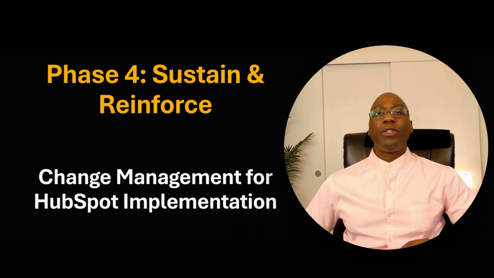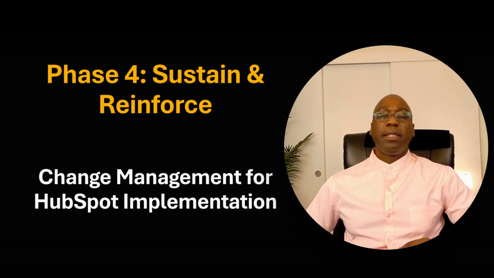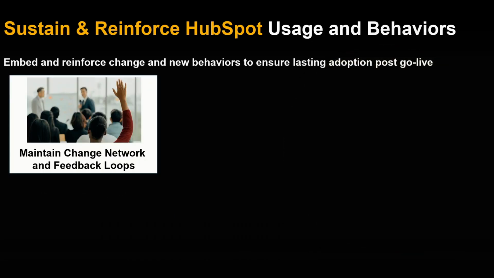For phase four, we want to focus on sustaining and maintaining adoption of the new behaviors for using HubSpot. We also want to ensure that we embed the new habits into daily operations, which leads us to phase four, which is the sustain and reinforce phase for your HubSpot change management implementation. You want to start by maintaining your change network and feedback loops for the HubSpot rollout. You want to ensure you keep champions and leaders engaged through tips and tricks, as well as monthly or quarterly meetings, and also sharing success stories.